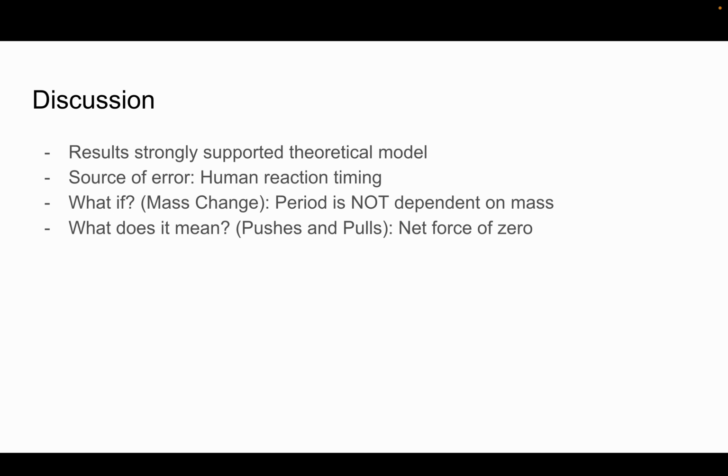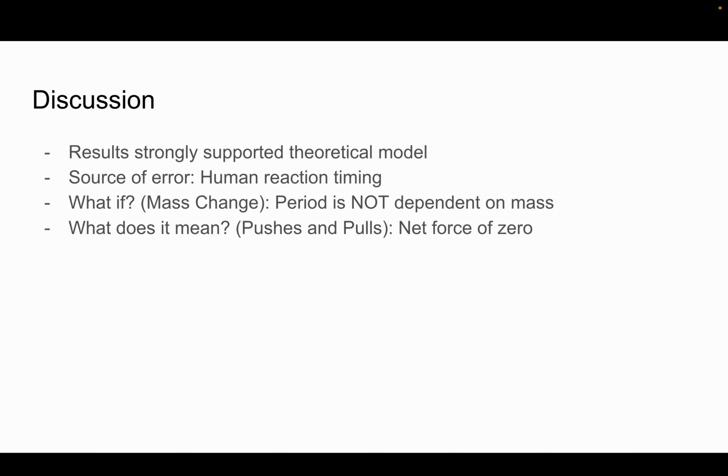Our results strongly support the theoretical model for a simple pendulum. The period was constant for different angles and showed a clear square root dependence on length. However, our measured value for g was a bit off. The major source of error was human reaction time in starting and stopping the timers. Each period had an uncertainty of plus or minus 0.02 seconds, which adds up over 10 periods.